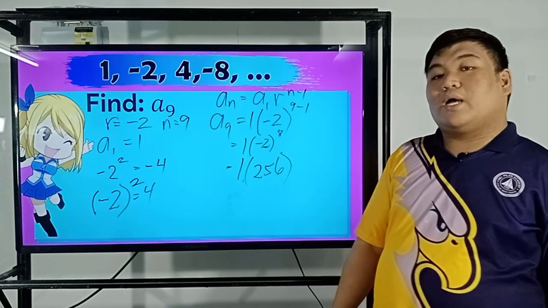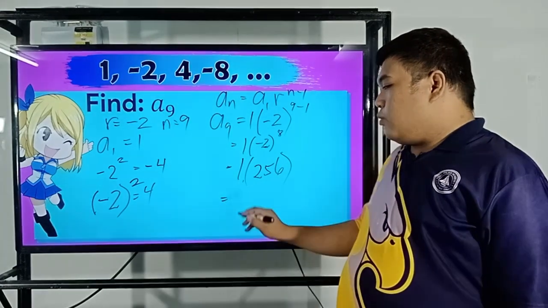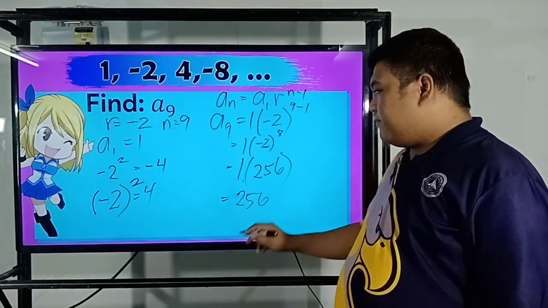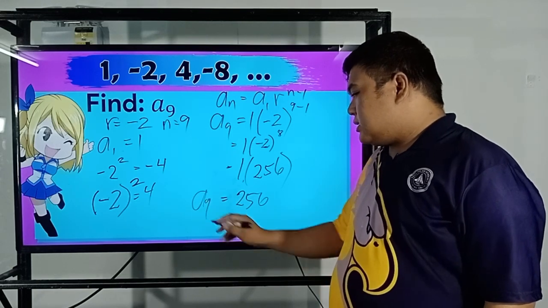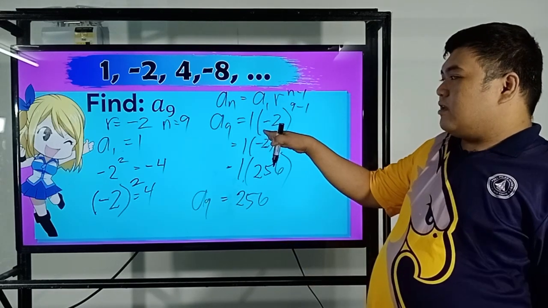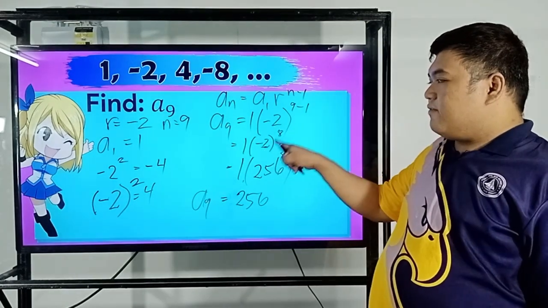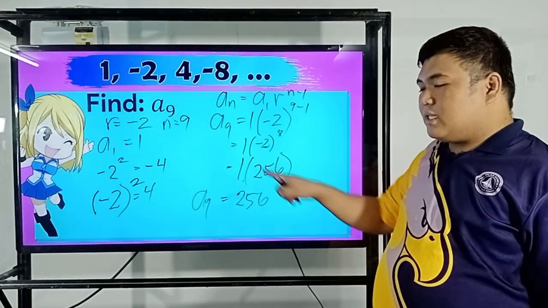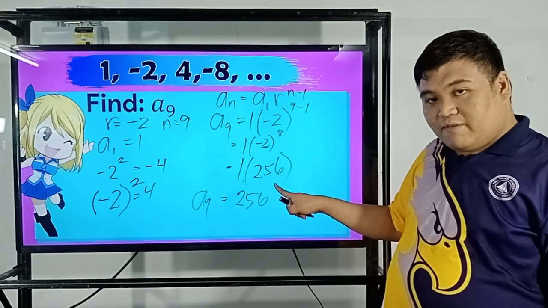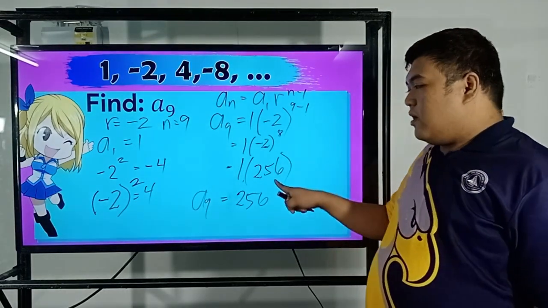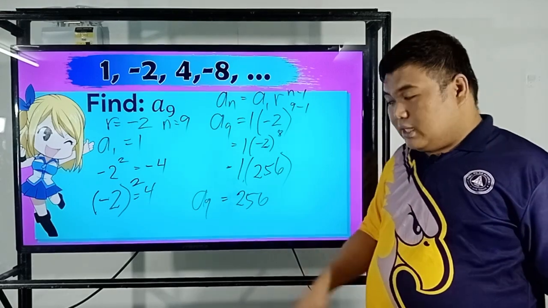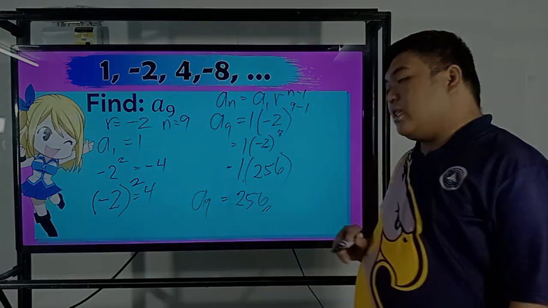So 1 times 256 is equal to 256. Again po, negative 2 raised to 9 minus 1, 9 minus 1 is 8. The negative 2 raised to 8, nasa loob ng parenthesis ha, is equal to positive 256. And positive 256 times 1 is equal to 256.